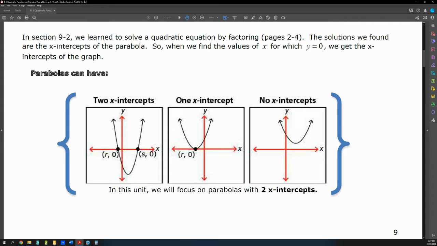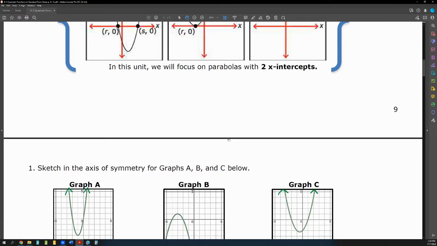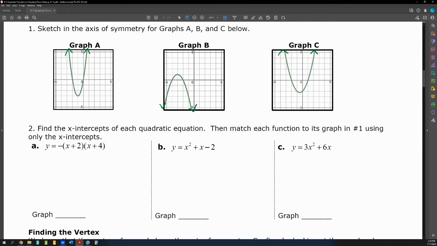Okay, so when we plug in y equals 0 and solve for x, we're going to get the x-intercepts, and we're also going to get solutions to that equation for y equals 0. Okay? Now, we're only going to be looking at where there are two x-intercepts. Okay, so where the graph crosses the x-axis twice. We're not going to spend as much time looking at where it crosses the x-axis once or not at all. Let's take a look on the next page.